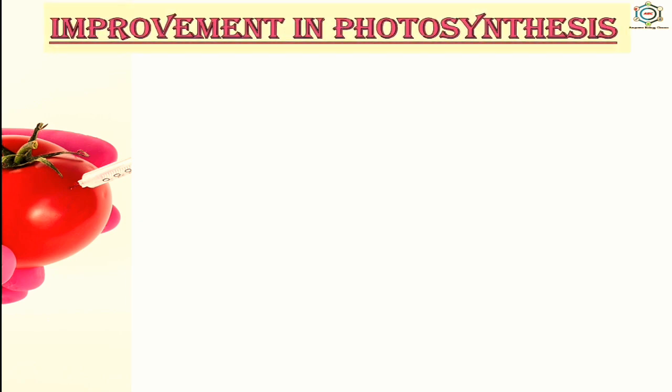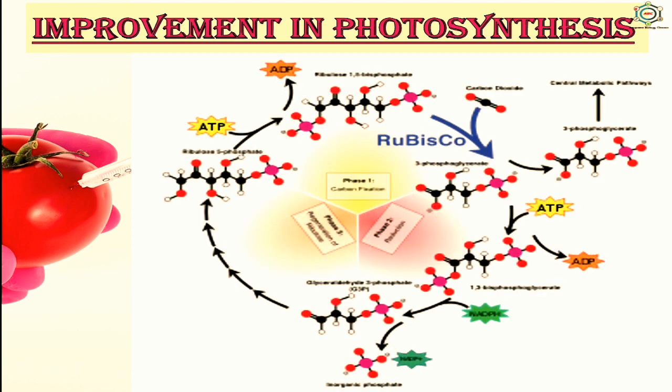Now, applications in agriculture. The improvement in photosynthesis by biotechnology. So what are the improvements in photosynthesis? Ribulose 1,5-bisphosphate carboxylase, that is Rubisco, is an important enzyme of photosynthesis which can act both on CO2 and O2. Under certain conditions in light, the enzyme Rubisco oxygenates ribulose bisphosphate and inhibits the carboxylation, as a result of which 25% of the fixed carbon dioxide is photorespired as carbon dioxide.